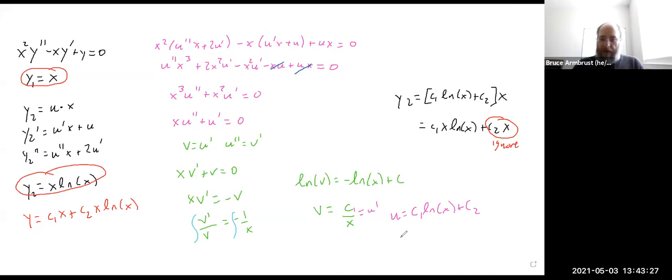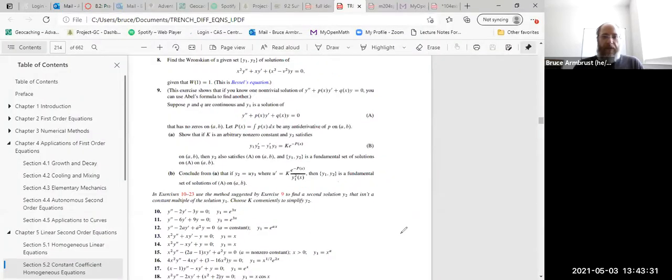But I want to just go back and make sure we answered everything here. Find a second solution y2 that isn't a constant multiple of y1. Okay, well, we just found it.